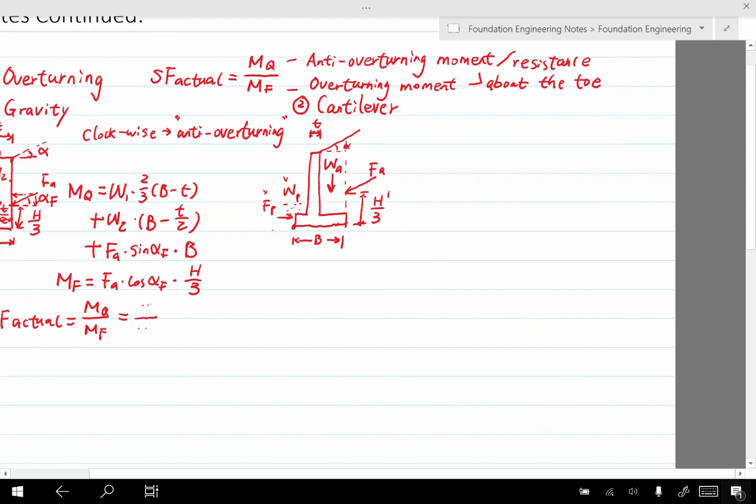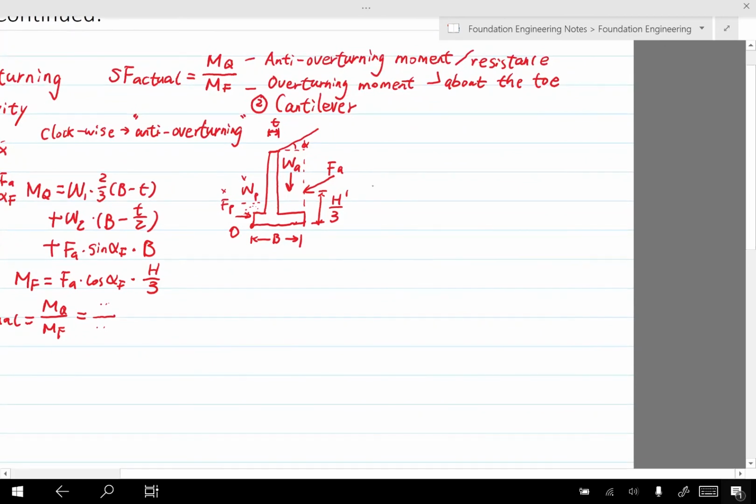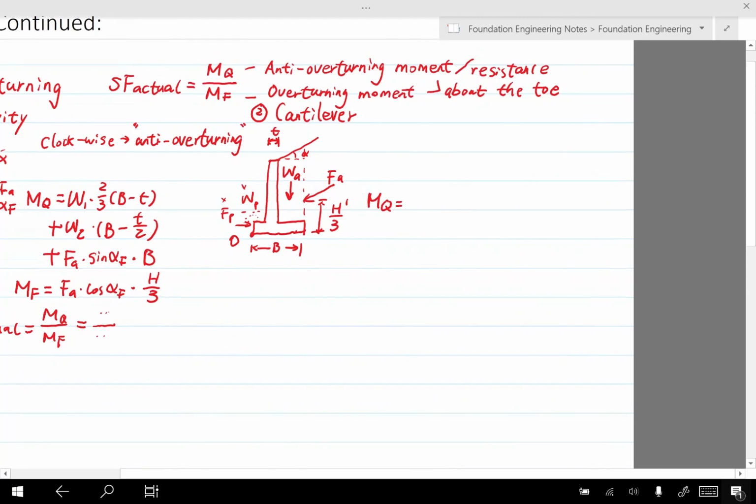We want to figure out moments around point O. If we choose point O, then we don't need to consider the friction force because it passes through O, so it will cause no moment about O. Then let's see how to do MQ first. We use the same equation, MQ over MF, for the actual safety factor.